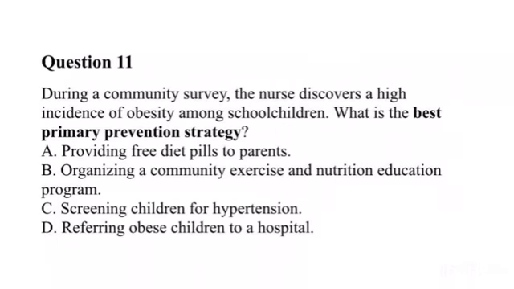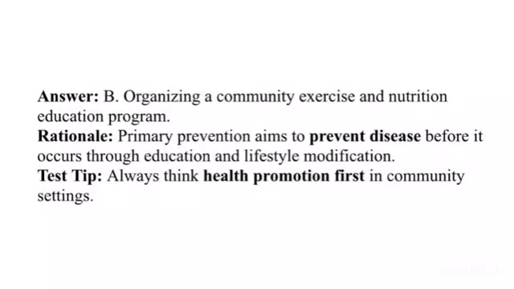C. Screening children for hypertension. D. Referring obese children to a hospital. Answer: B. Organizing a community exercise and nutrition education program. Rationale: primary prevention aims to prevent disease before it occurs through education and lifestyle modification. Test tip: always think health promotion first in community settings.